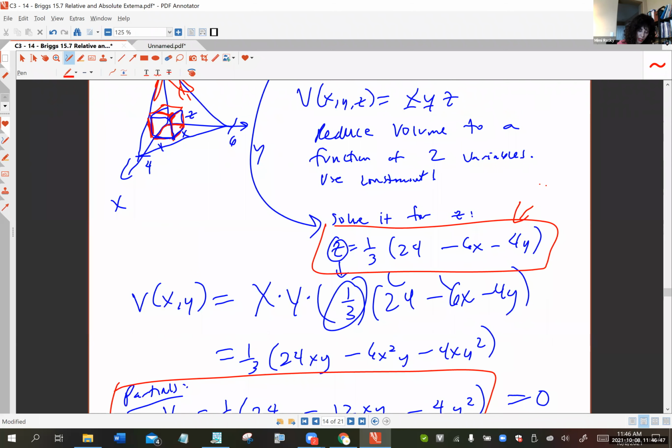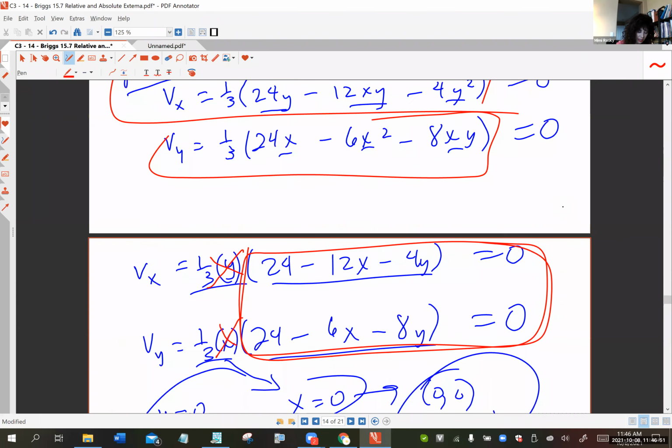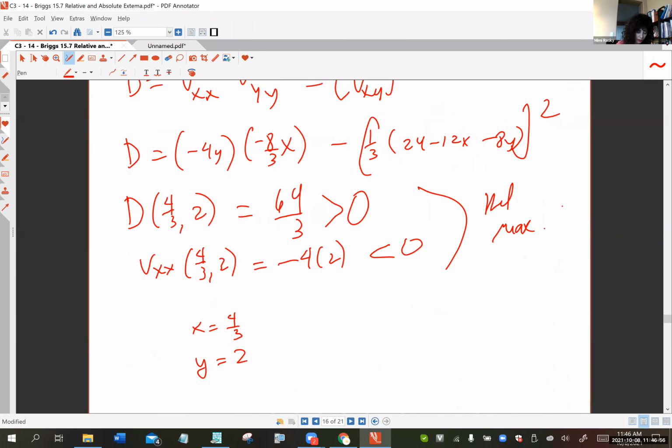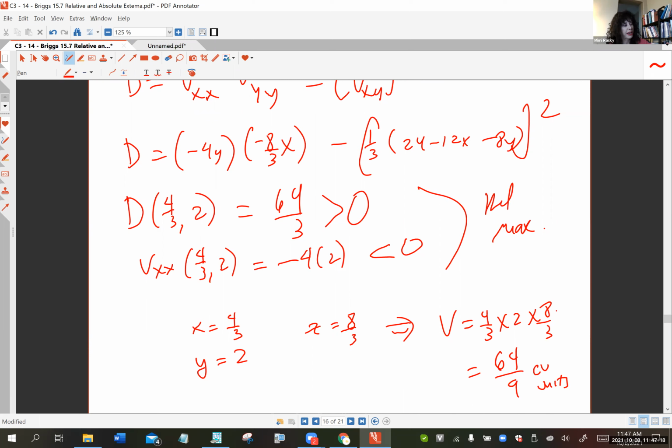You can plug the point (4/3, 2) into this plane equation to get your z. And it turns out your z, or the height of your box, is 8/3. And so your final answer is your volume is going to be 4/3 by 2 by 8/3. And that ends up being 64/9 cubic units. And that's your max volume. Okay, so these are the dimensions that will maximize your box, and 64/9 is the value of that maximum.